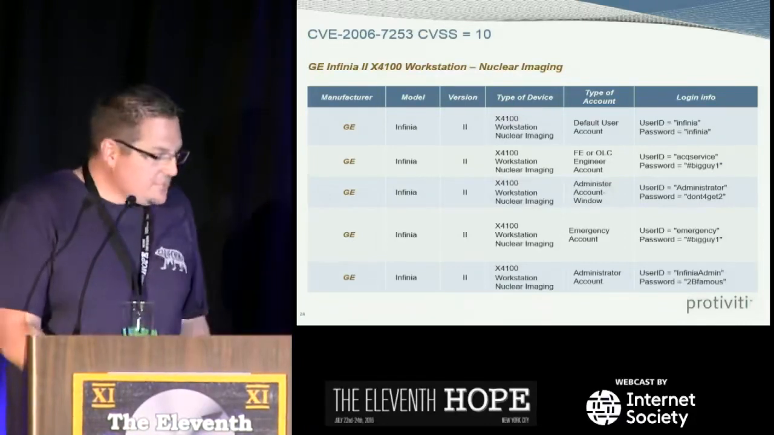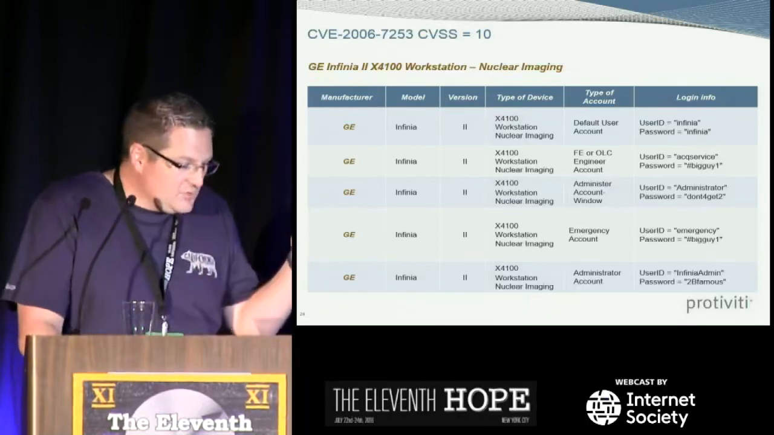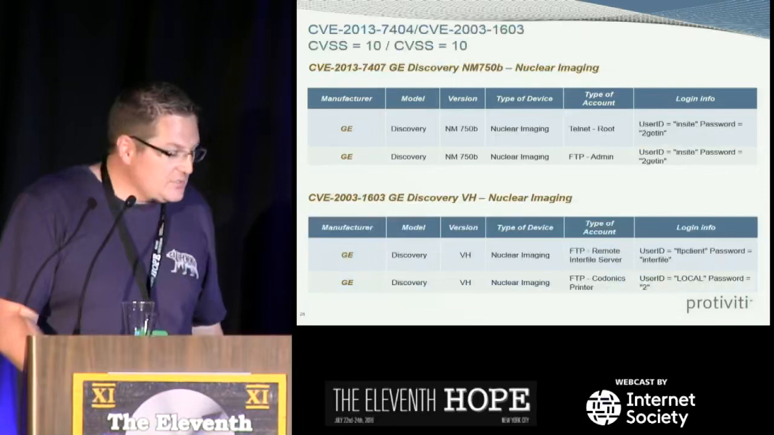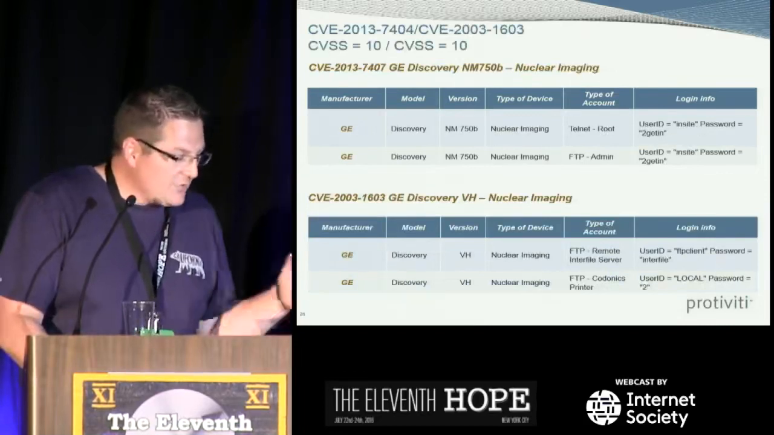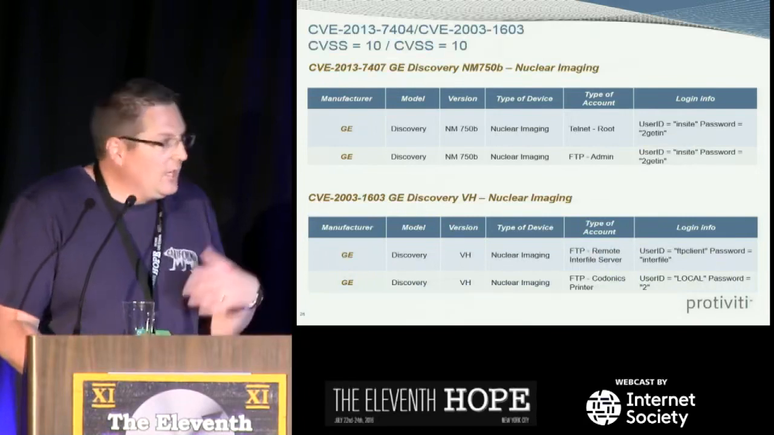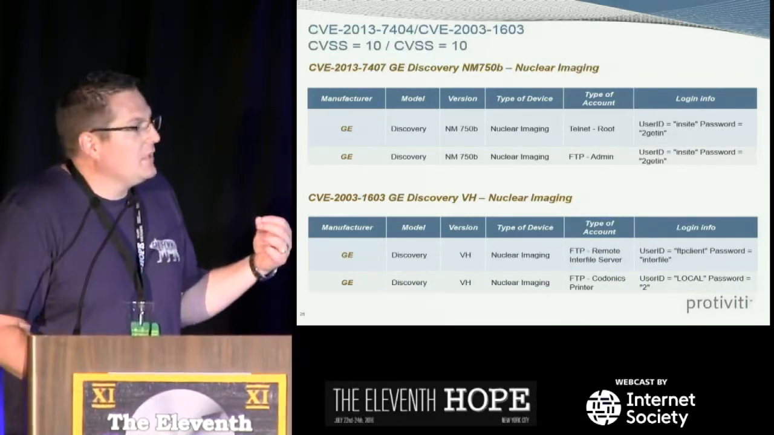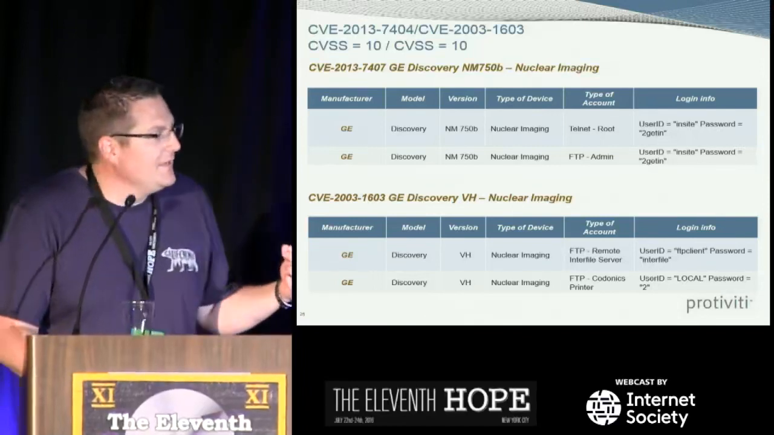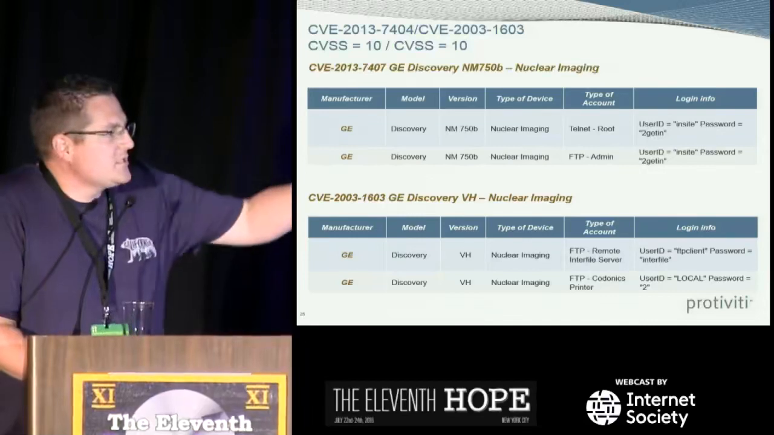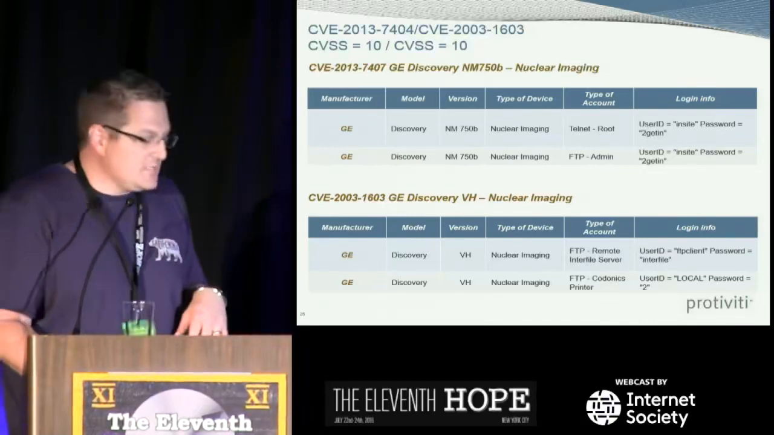So this happens to be a nuke imaging system, and so you can see default user accounts, emergency accounts, those types of things, admin Windows accounts. Here's another on the discovery on the nuke imaging. You get into remote management, so you get into telnet, into root, super awesome passwords to get in. And then you get down to nuke imaging systems down below, on FTP and interfaces with printers, things like that.